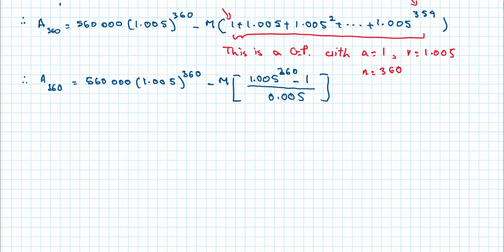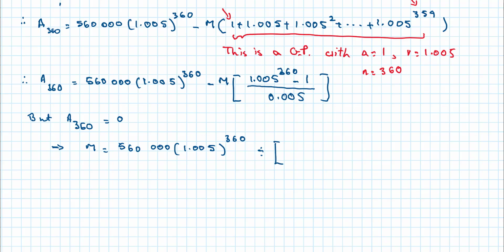Now, how much is A360? Well, at the end of the loan, I should owe the bank nothing. So A360 is equal to 0. So that would result in rearranging M equaling 560,000 times 1.005 to the power of 360 divided by the sum of the series.